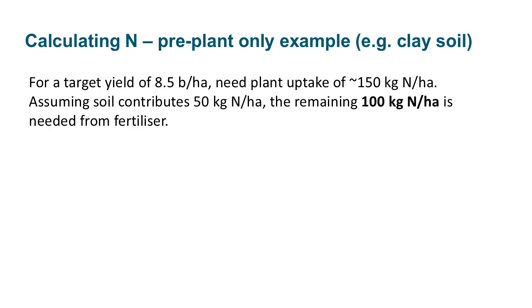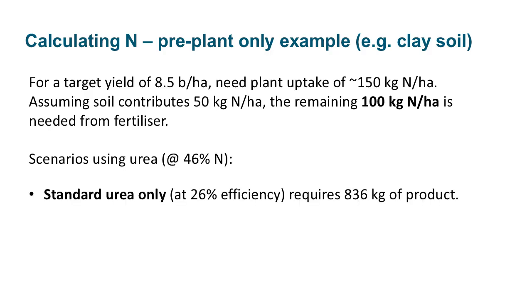Now, if we have an assumed contribution from the soil, so that's the background level of nitrogen in that soil type, it's going to contribute about 50 kilograms of nitrogen per hectare, which then means that we need to supply an additional 100 kilograms of nitrogen per hectare from the fertilizer that we're applying, which in this case is urea with 46% nitrogen.